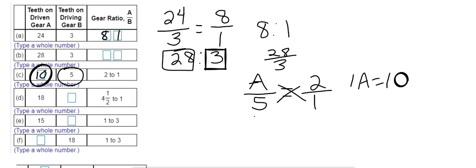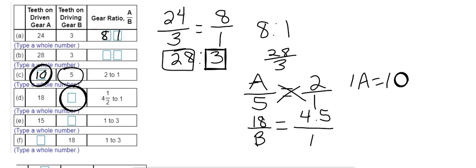Part D, we have 18 to B. We don't know. Our unknown is here. Equals 4.5 to 1. And I'm going to go ahead and change that 4.5 to 4.5 to 1. If it was a fraction such as 1/3, instead of using a decimal, I would have used an improper fraction. But in this case, 1/2 was easily converted to a decimal.